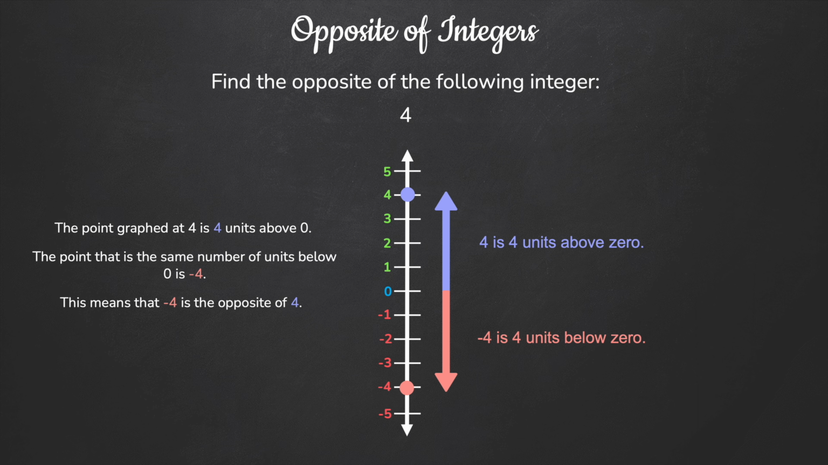So this means that -4 is the opposite of 4, and that's because 4 is 4 units above 0, and -4 is 4 units below 0, making them opposites of each other.